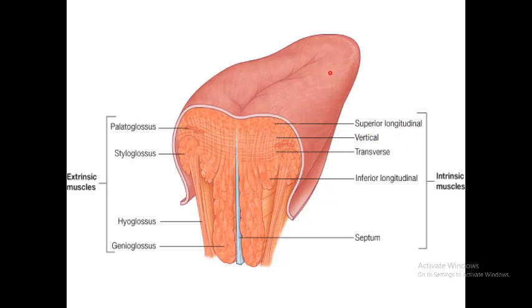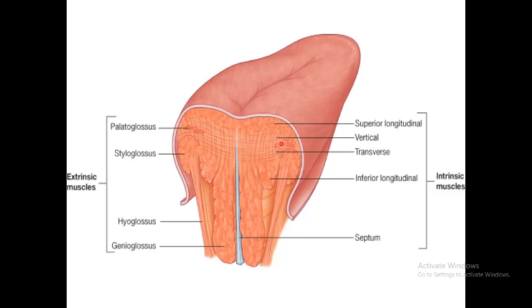The superior longitudinal will curl the tip of the tongue upward and backward, while the inferior longitudinal will curl the tip of the tongue downward. Okay, so this is the longitudinal group. We have some muscles that arise from the side to the midline, like this. So they run horizontally. Okay, they are called the transverse group. When the transverse group acts, they will compress the tongue from side to side, increasing its vertical diameter.